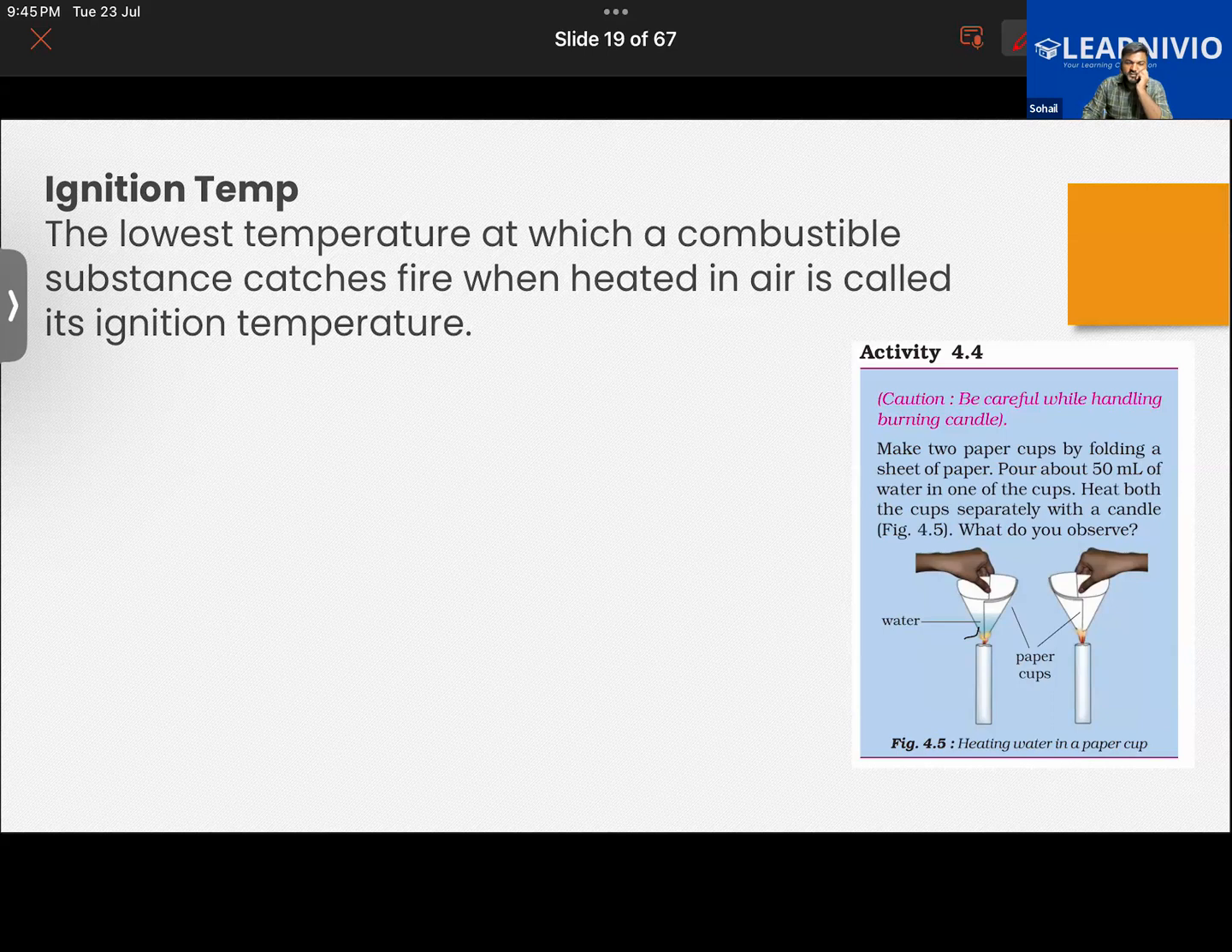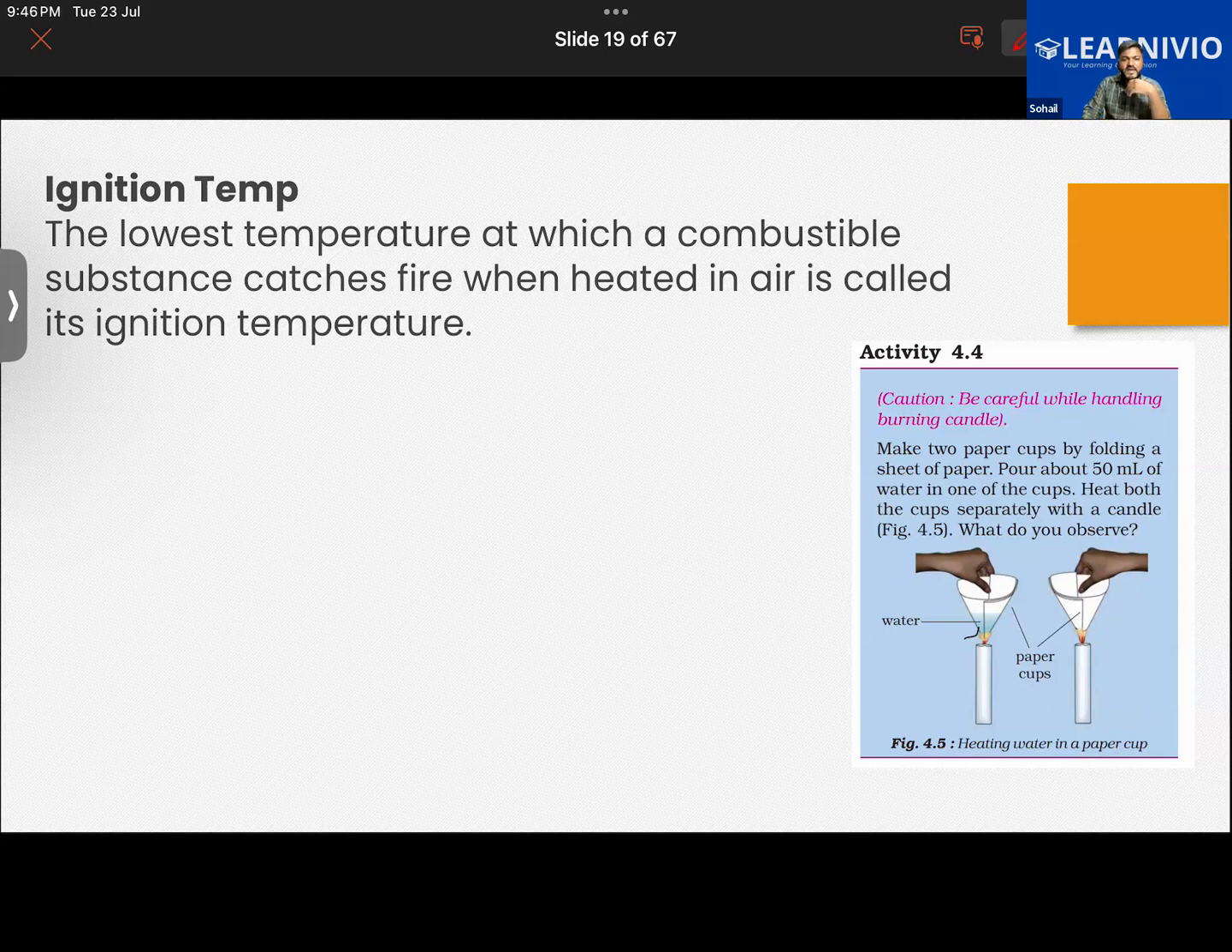Gaseous fuel, of course. It would vary depending upon the state of the fuel, depending upon the carbon content or hydrocarbons found in the fuel. But the general thing we have learned is that it's the minimum temperature required for any fuel, any combustible substance, to catch fire.